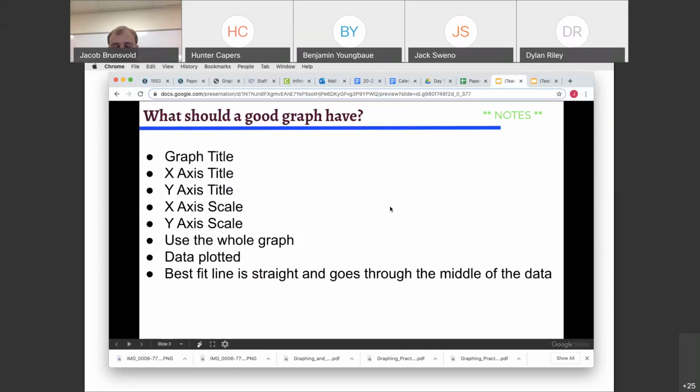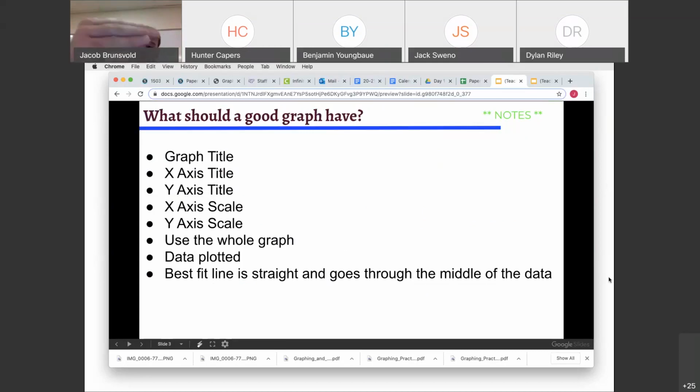So the first thing we're going to take a look at is the graph for this student's work. So what kinds of things should you be talking about? And remember, you start off with what they did right. So did they have a graph title? Did they have an X and Y axis title? Did those titles have units? Did they do their X-axis and their Y-axis scale right? Did they use the whole graph when they plotted? Are the data points plotted correctly? And does that best fit line go right through the middle of the data?